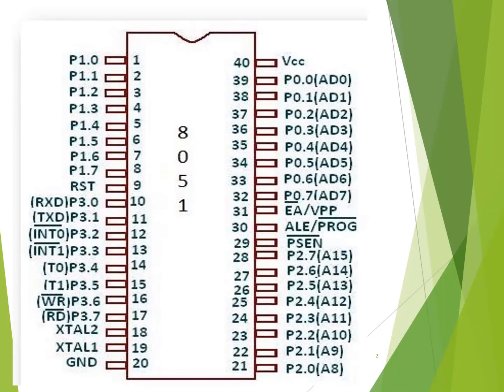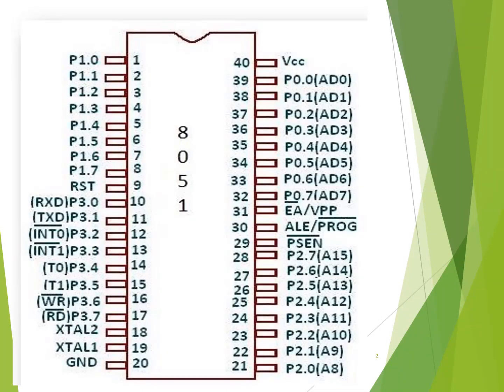Pin number 32 to pin number 39 correspond to port 0, from port 0.0 to port 0.7. This is also an 8-bit bidirectional input-output port. Each and every bit is bit addressable. Port 0 has an alternate function, which is address data line 0 to address data line 7.